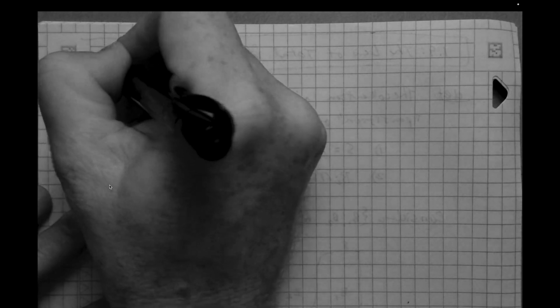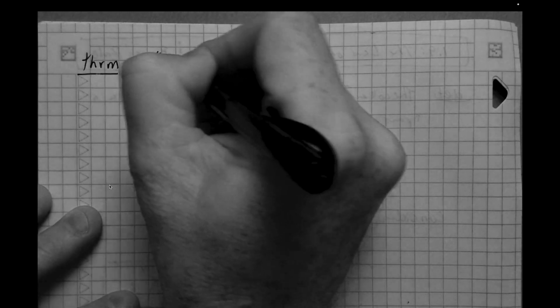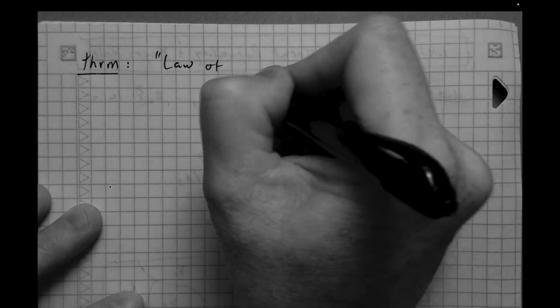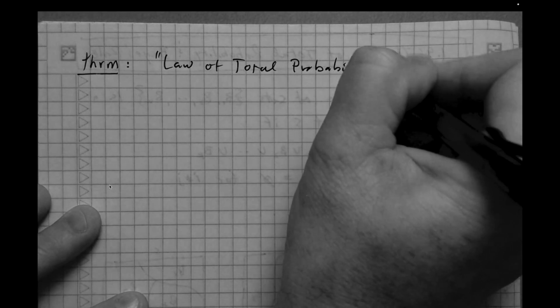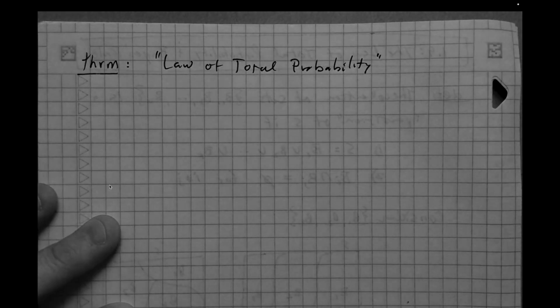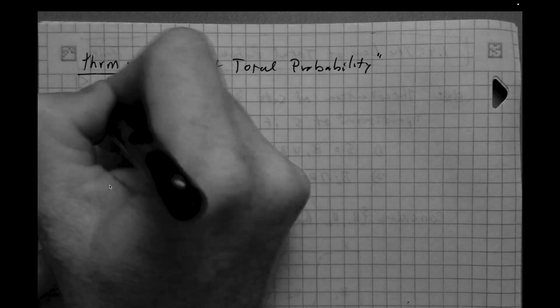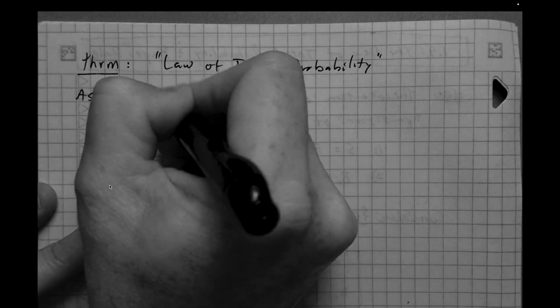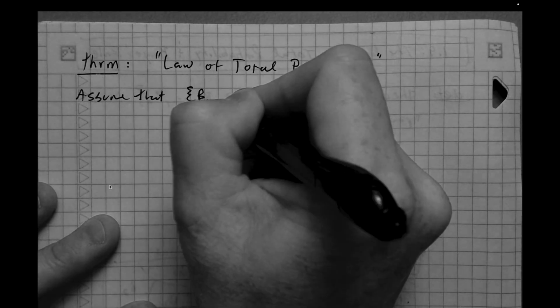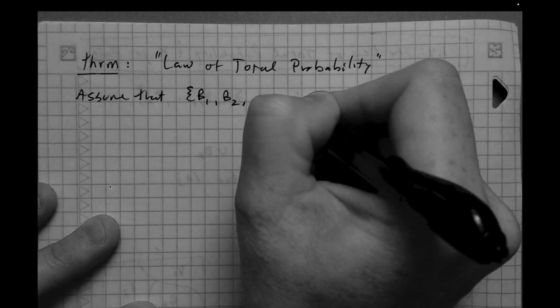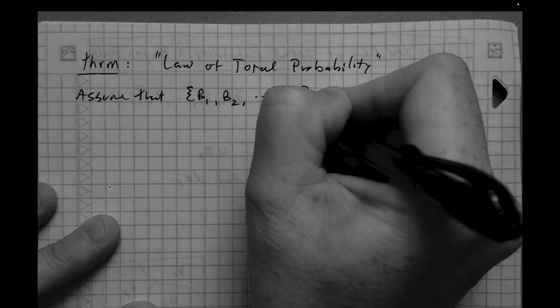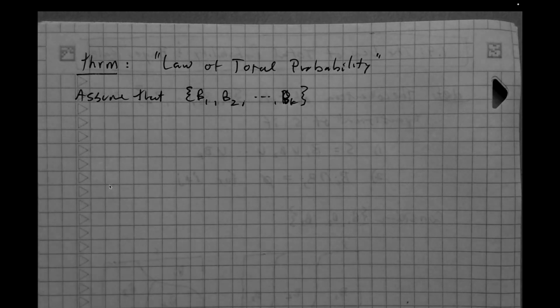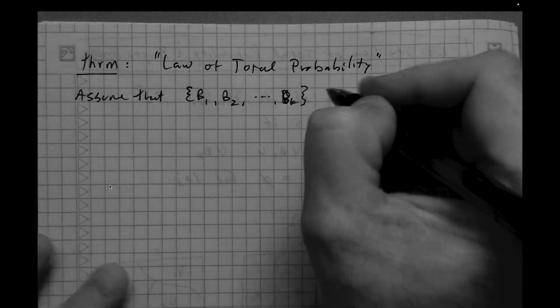Okay, so this is the law of total probability. And so here we go. Let's assume that B1, B2, ..., BK, that's a B, so assume this set of subsets of S is a partition of S.